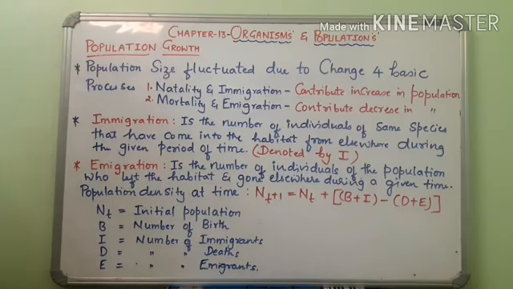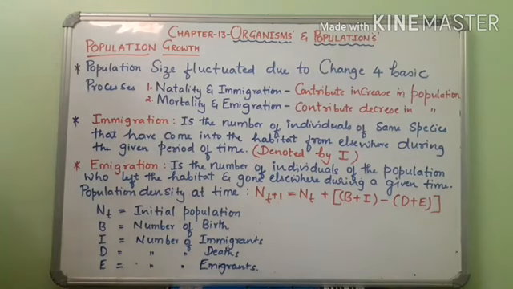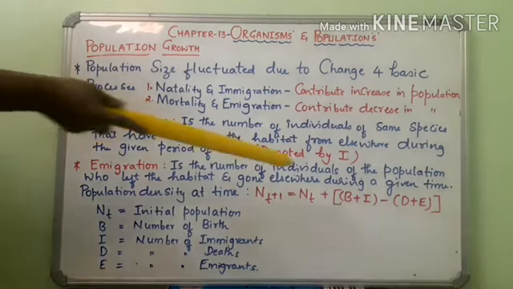they are called immigrants. Immigration is the number of individuals of the same species that have come into the habitat from elsewhere, from other places, during the given period of time. From Bangalore they are coming into Dharwad. That is what it indicates. Those students who are coming from Bangalore to Dharwad are called immigrants. Understood? Next, it is denoted by capital I.